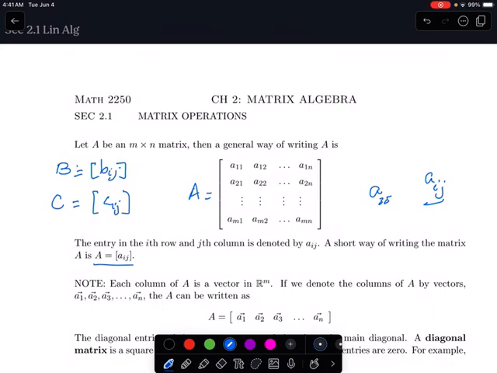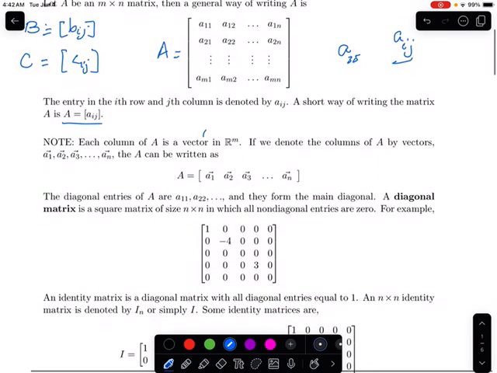Now note that each column of the matrix A given here is a vector. Every column is a vector in Rm. Now if we denote the columns by vector A1, vector A2, vector A3, and so on, then we can write our matrix in vector form like this.